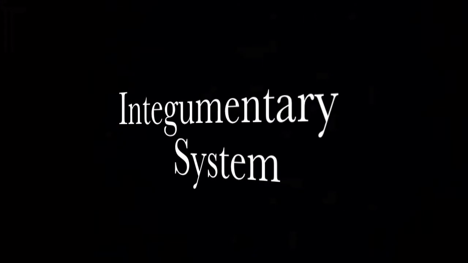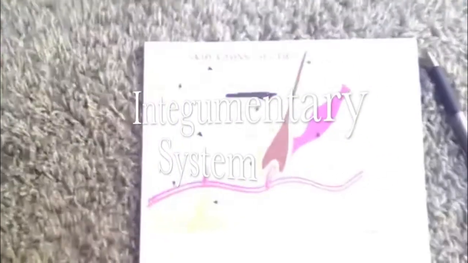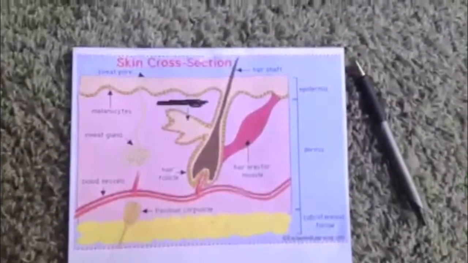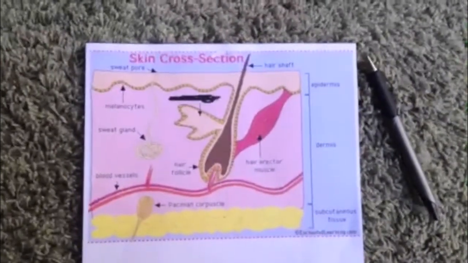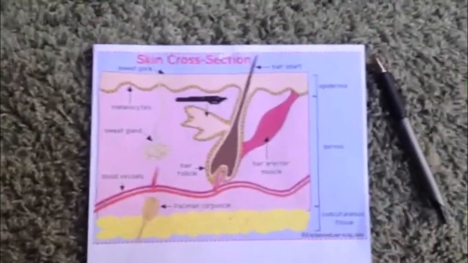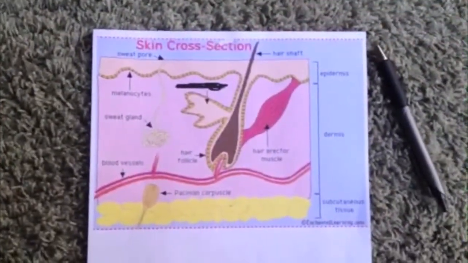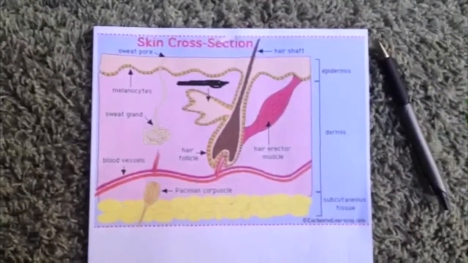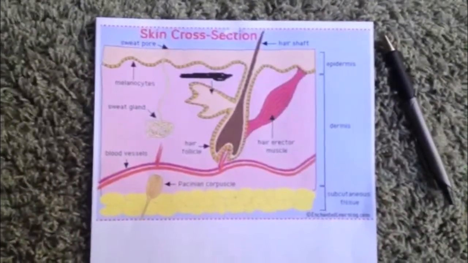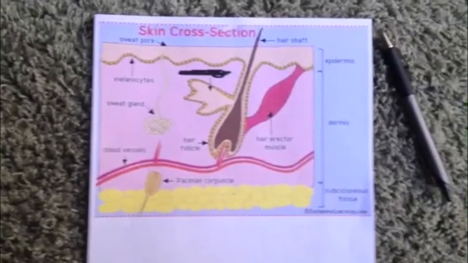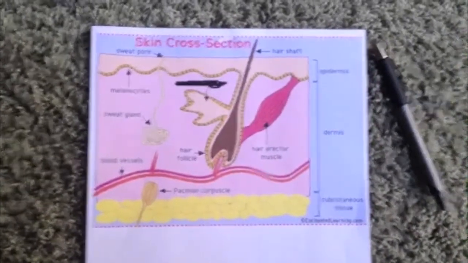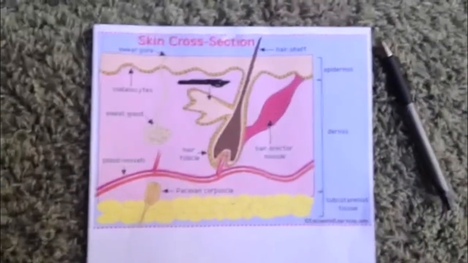The integumentary system. Your skin is the only thing between your internal organs and the rest of the world. The layers of skin are the epidermis, the dermis, and the subcutaneous tissue. The epidermis is as thick as a sheet of paper and is waterproof. This is also the layer that produces pigment.